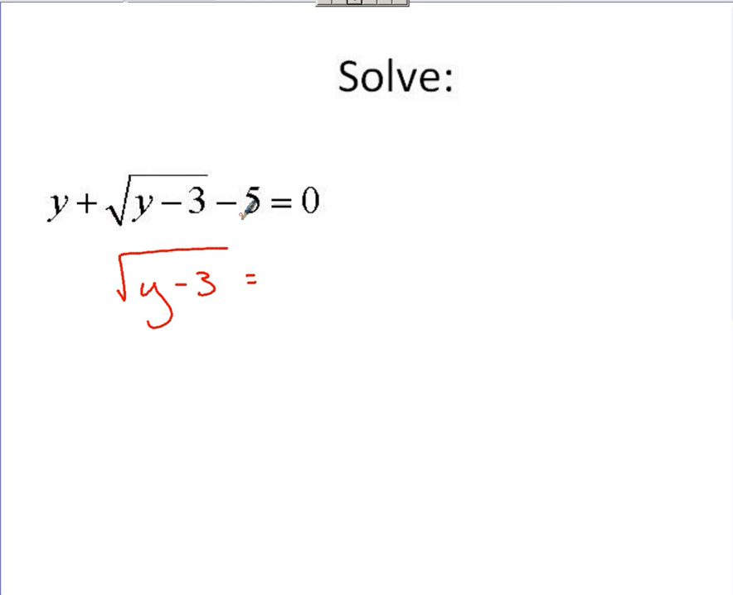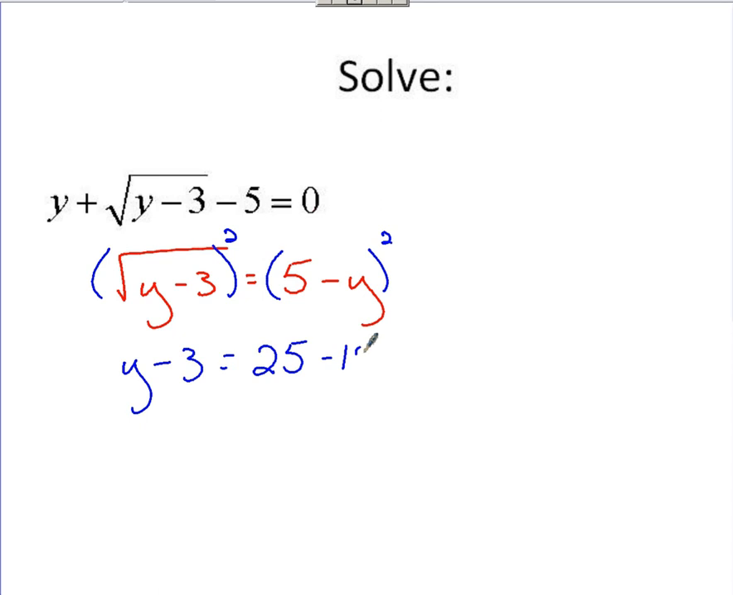I'm going to add the 5 over and subtract the y. So add the 5 over, subtract the y. At this point, if you square both sides, to eliminate that root, well, you're left with y minus 3, and then you have a binomial you got to square. So take 5 minus y, multiply by 5 minus y. Get 25 minus 10y plus y squared.